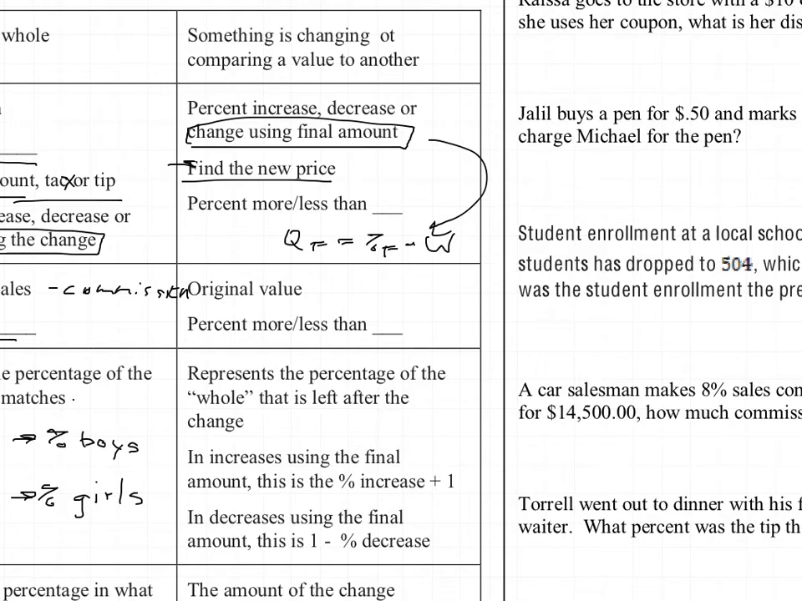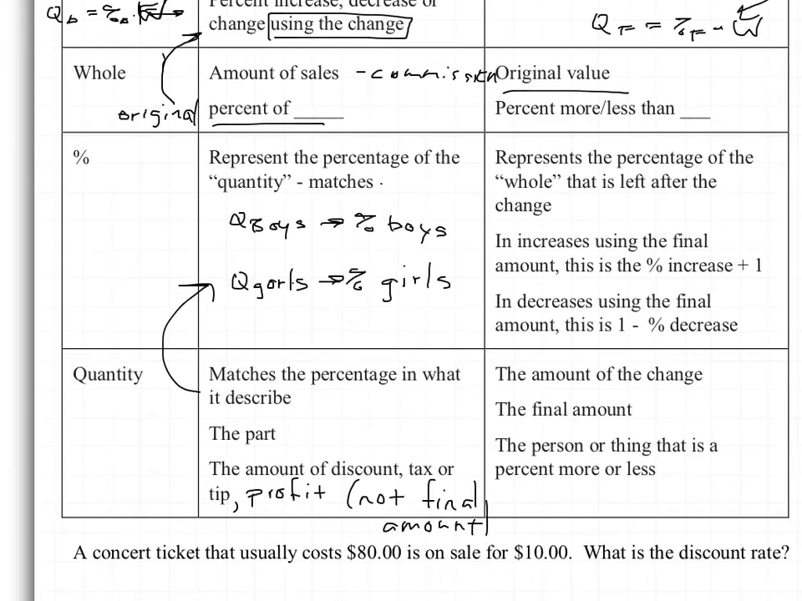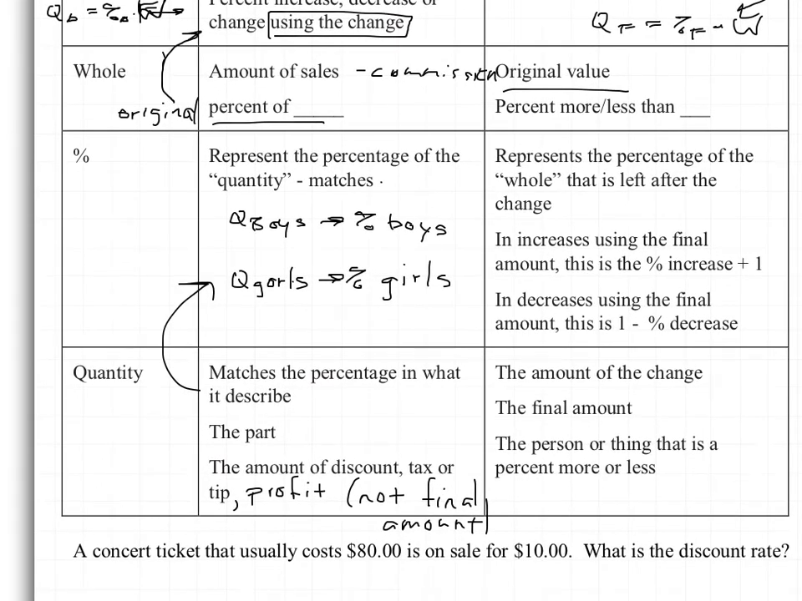So these are going to be saying somebody has blank percent more or blank percent less. When we see these, in the whole category, the whole is always going to be the original value, whatever goes in that blank. Blank percent more than Johnny, well, whatever Johnny is going to be the whole. For the quantity, it represents the percentage of the whole that is left after the change. If there's a 10% increase, that means 110% is what remains. Or if we're taking off 10%, it's 90% that remains.